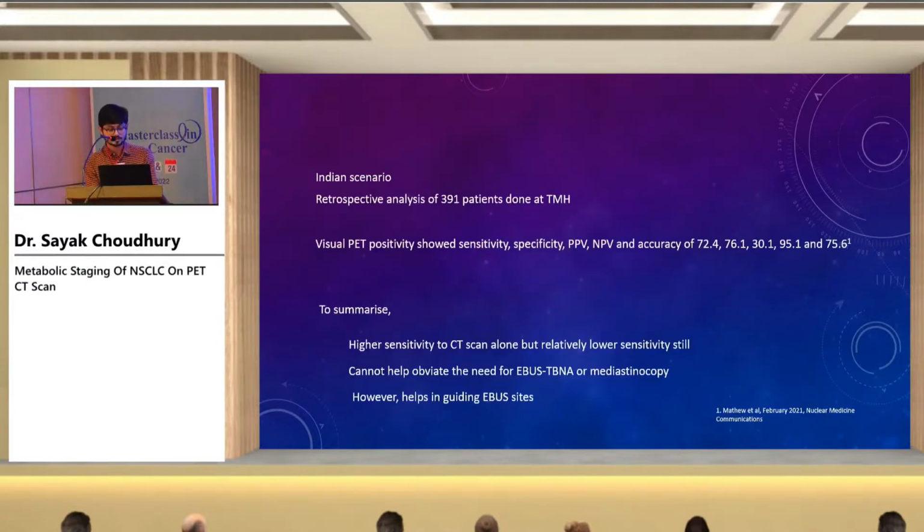And in terms of the Indian scenario, this study was done in our department, with 391 patients retrospectively analyzed. We also saw a similar result. Sensitivity was 72% and PPV was also pretty low. That is expected because in our population, infections and granulomatous diseases are high. So PPV will be low.